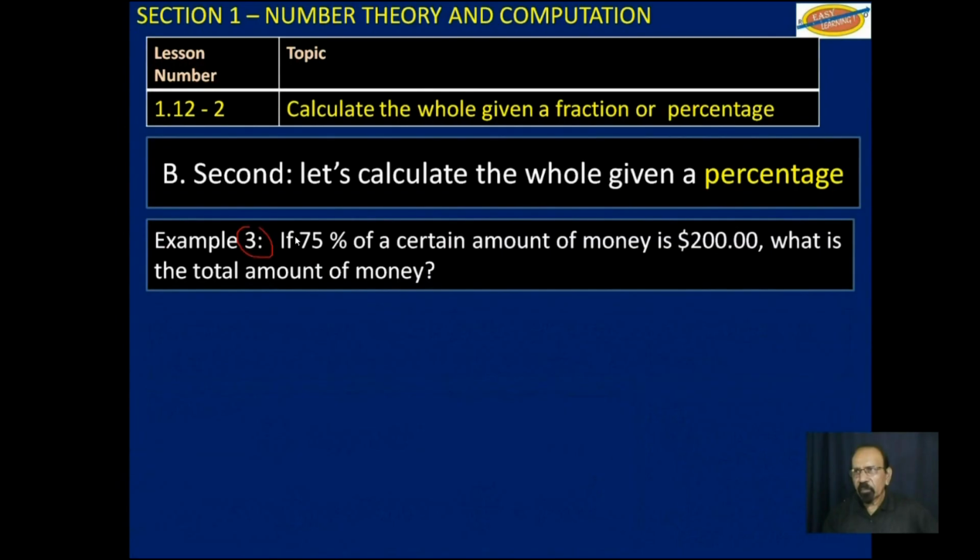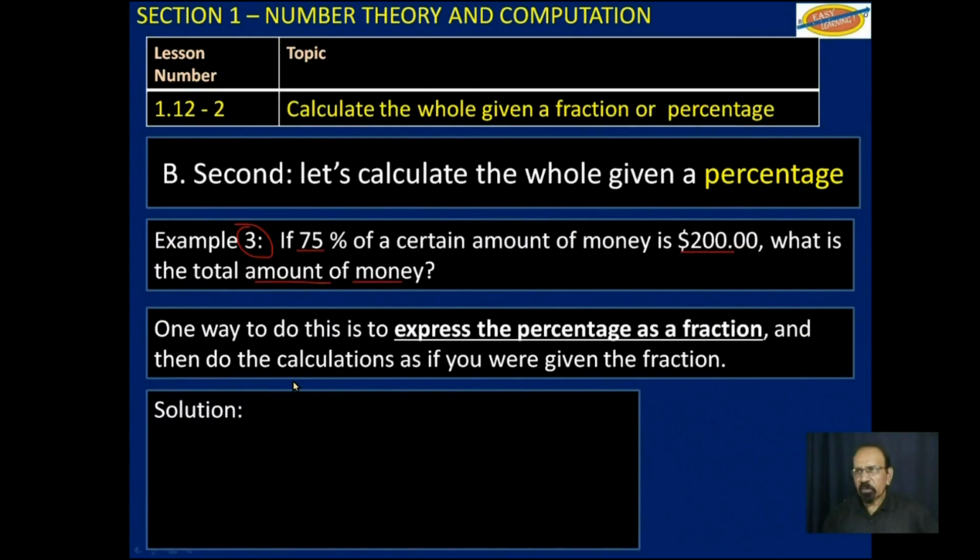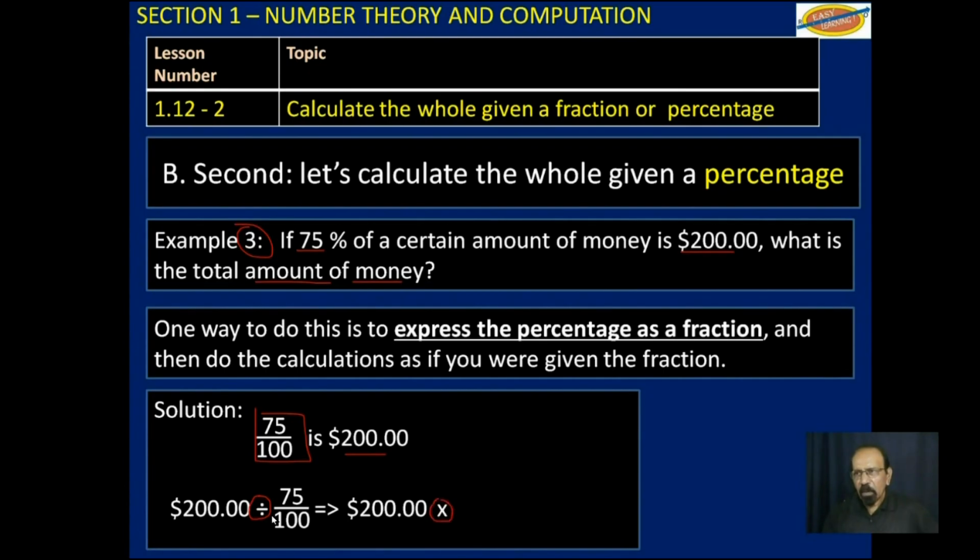Example 3: if 75% of a certain amount of money is $200, what is the total amount of money? So we said we will convert that percentage into a fraction, which represents the 200, and then we will divide the 200 by the fraction, which gives us 200 multiplied by the inverse of that fraction, 100 over 75, which gives us $266.67.